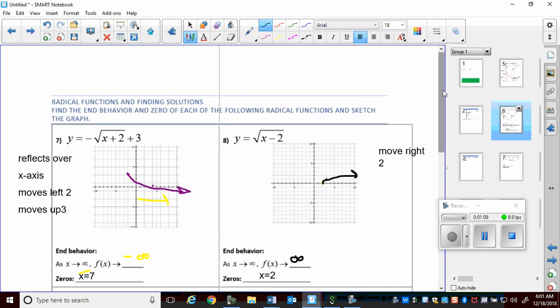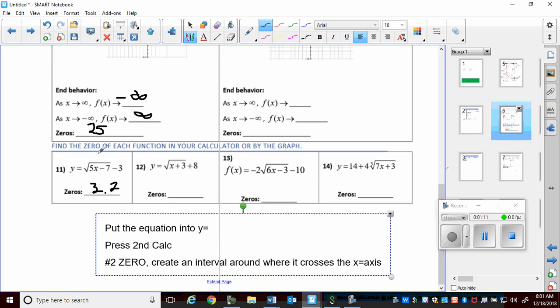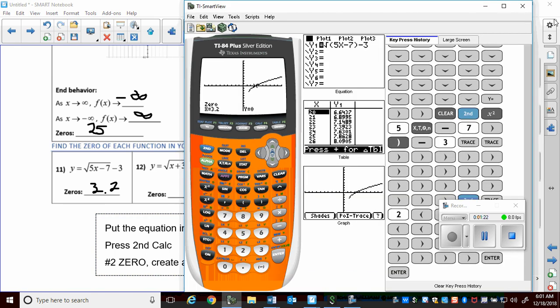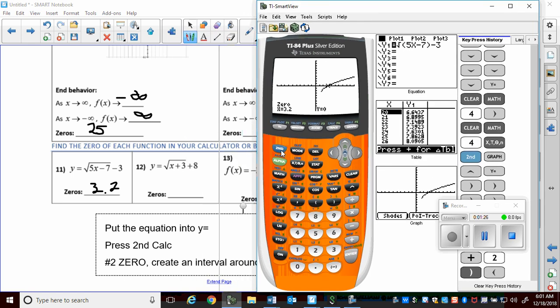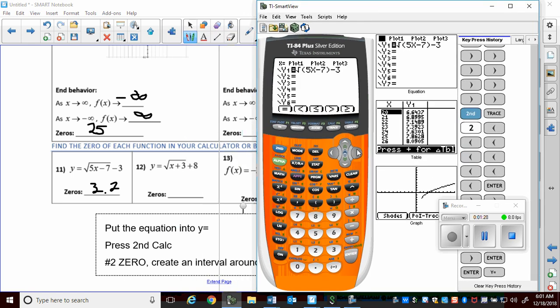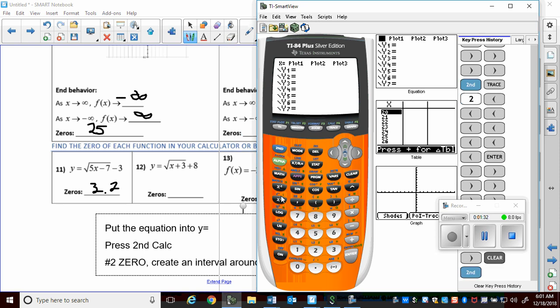Previously, we got the zeros algebraically, like with our calculator. And if you don't remember how to do it, I'm just going to go back and do number 12 with you. So number 12, I'm going to go to my calculator, go to y equals, clear what's in there out, press second x squared, x plus 3 inside of the radical, and then plus 8 on the outside.